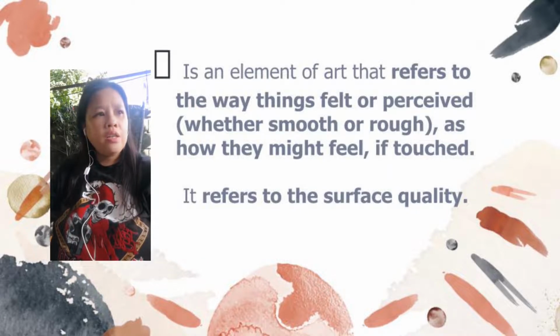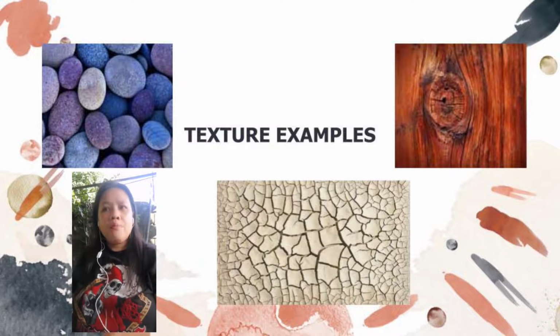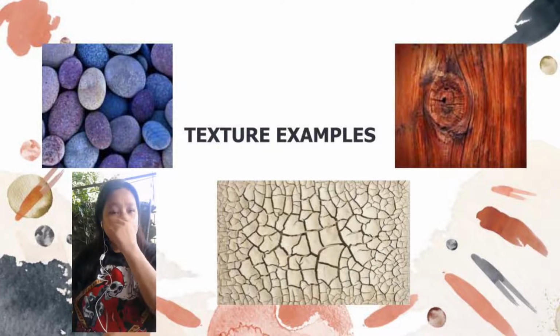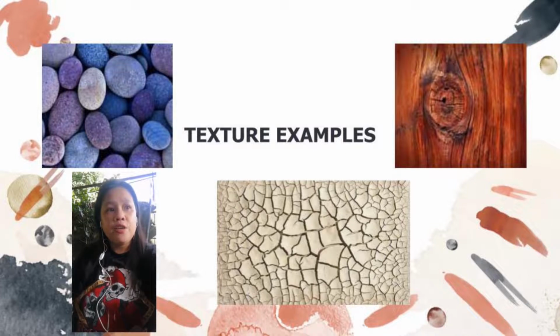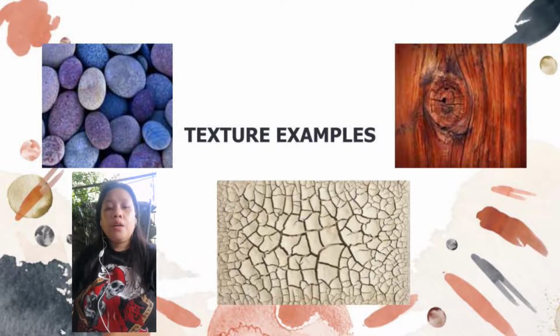So in figure 3, it looks like drought. In my own point of view, I can say that it has a rough texture, whereas in figure 2, the brown color is a smooth texture, because by the looks of it, it looks smooth. But in figure number 1, it can be smooth and rough at the same time.